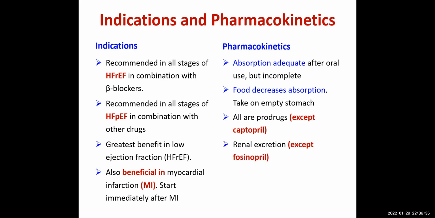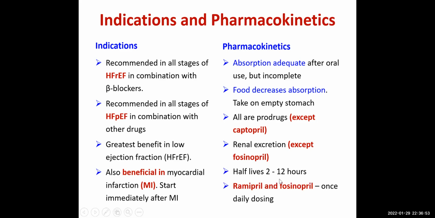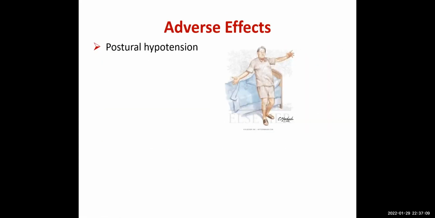Renal excretion, that means we have to be careful, except for fosinopril. In renal insufficiency, we have to reduce the dose, and we have to monitor the therapeutic effects, all right? Half-life is 12 to 24 hours, and ramipril and fosinopril have once daily dosing, all right? These things are important to know, at least in pharmacology, because we need them when we treat patients, okay? Right, adverse effects, we have to know a little bit of adverse effects.